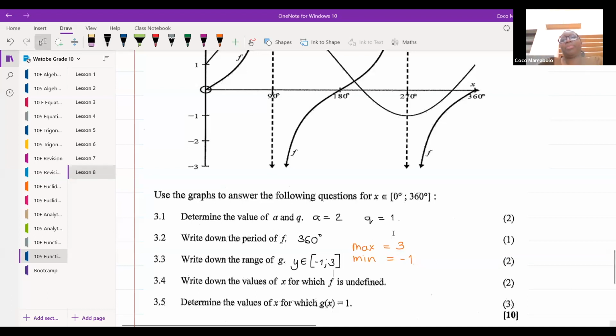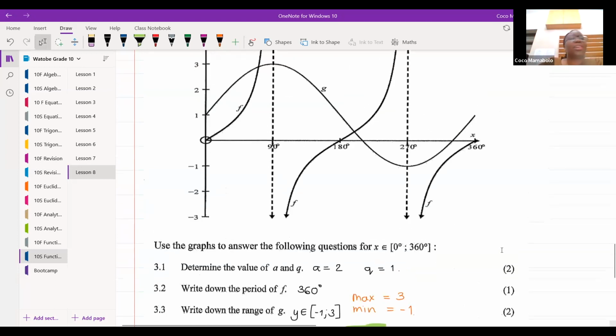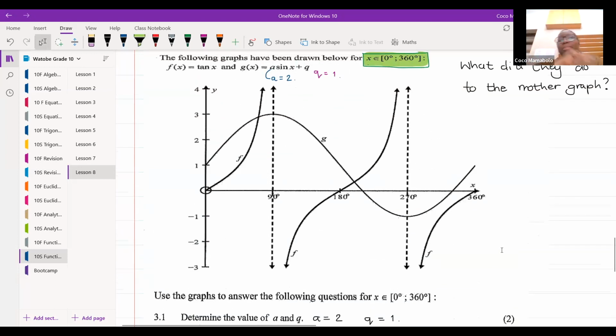I'm going to give you guys a chance to answer 3.4. Write down the values of x for which f is undefined. What do we know about undefined, guys? The parts where my graph is undefined, what do we call them? Guys, I feel like I'm fighting with you, before I even ask the question you're already done. Not where it's 0, where... Good, it's the asymptotes. Excellent.